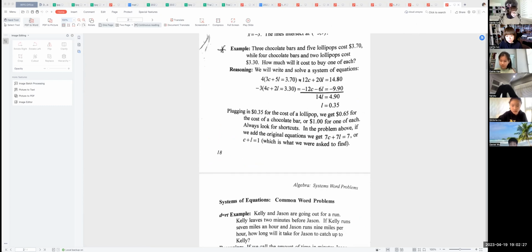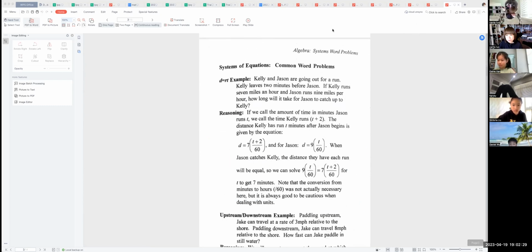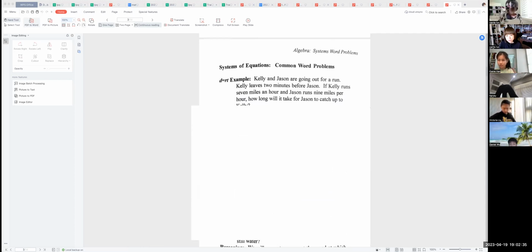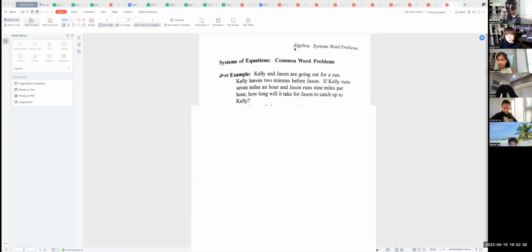Okay, so let's take a look at this one. Okay, everybody, this is the second question we're learning. So everybody take a look at this one. Callie and Jason are going out for a run. Callie leaves 2 minutes before Jason. If Callie runs 7 miles an hour and Jason runs 9 miles per hour, how long would it take for Jason to catch up with Callie?